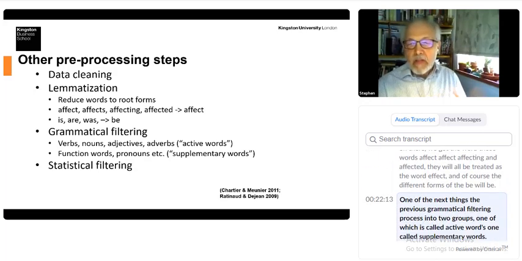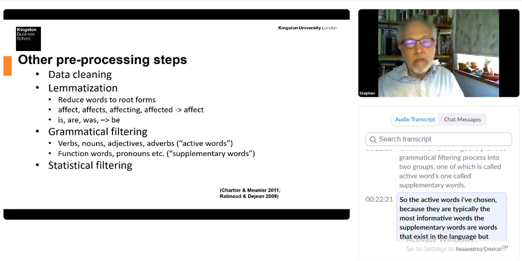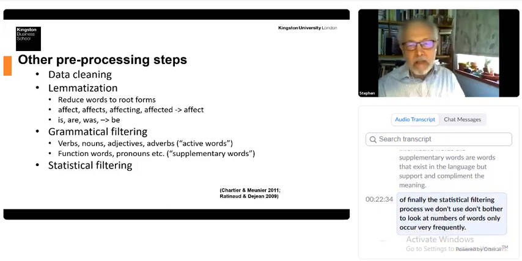One of the next things is the grammatical filtering process into two groups, one called active words, one called supplementary words. The active words are chosen because they are typically the most informative words, and the supplementary words are words that exist in the language but support and complement the meaning. And finally, the statistical filtering process. We don't bother to look at words that only occur very infrequently.